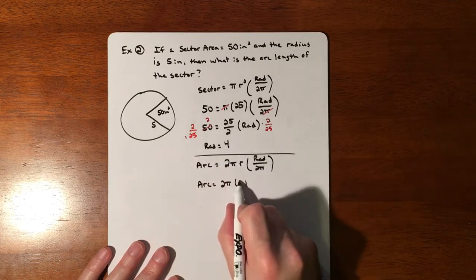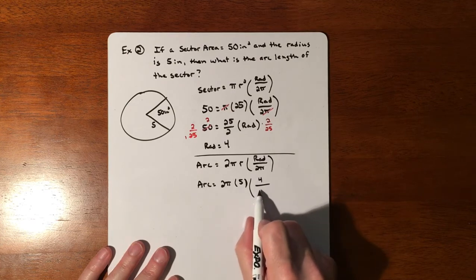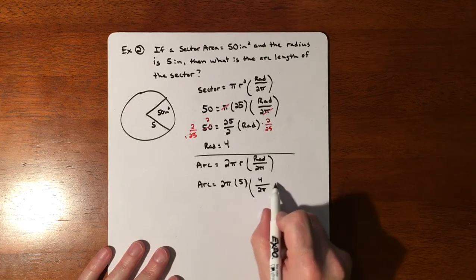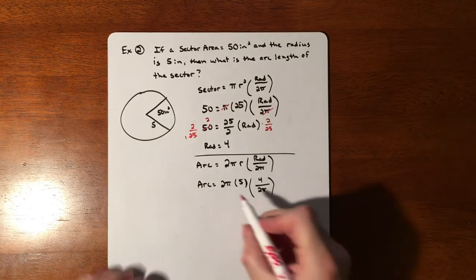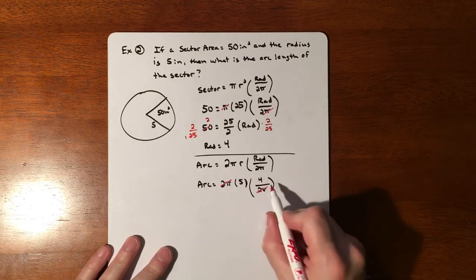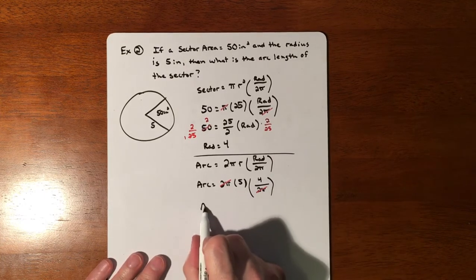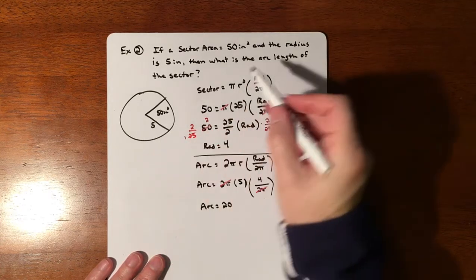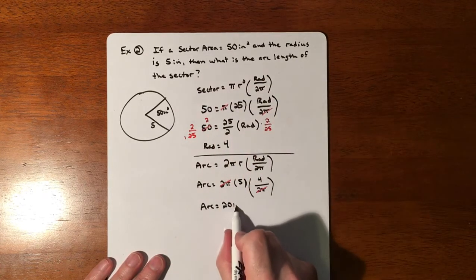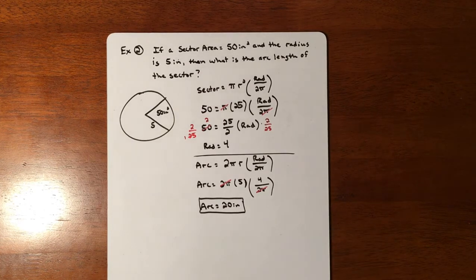Our radius was 5. Our radian, our angle is 4. And then we'll do some math here. And the nice thing about radians is the 2 pi's cancel out. So then our arc is a very nice 20. And the label was inches.